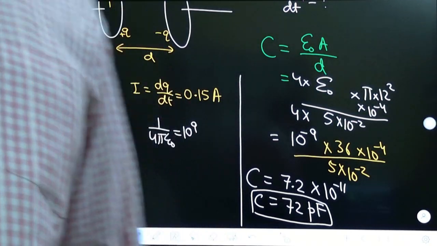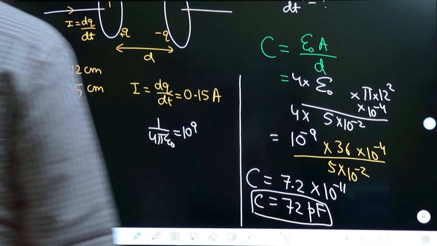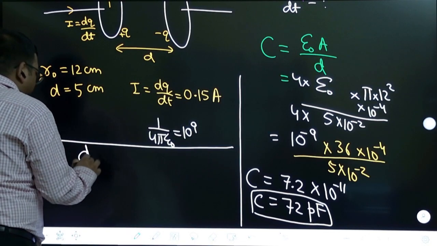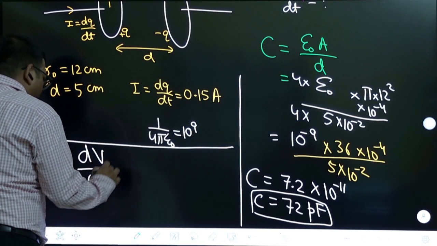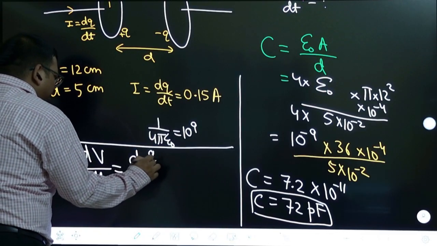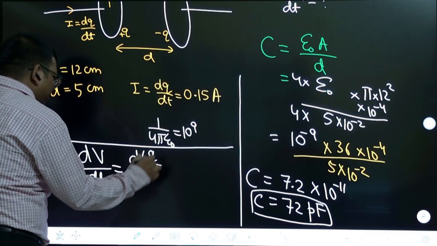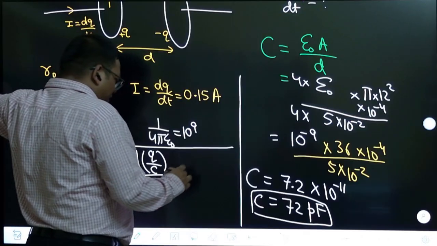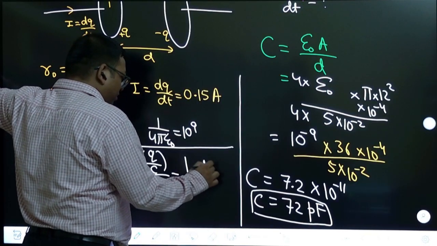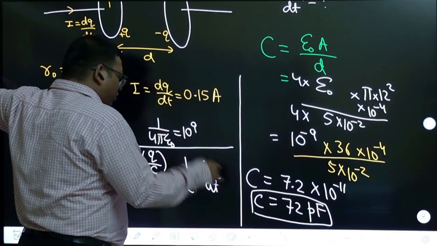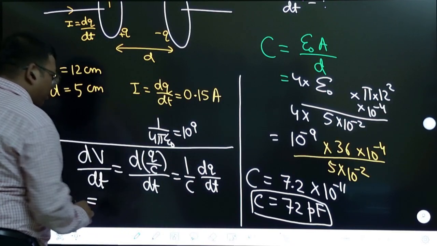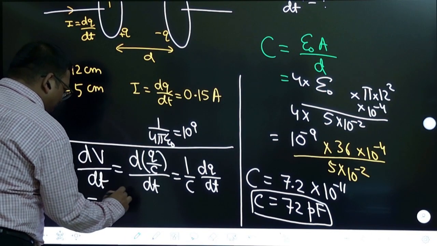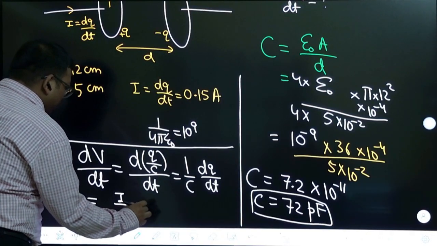Okay, the next part after the capacitance is dV by dt. How to take dV by dt? So V is equal to Q by C we can write, right? Voltage is Q by C, dt. So now I will take capacitance out and this becomes dQ by dt. dQ by dt is current, they have already given that. So that becomes I, and this is C. So I by C is what we need to calculate.